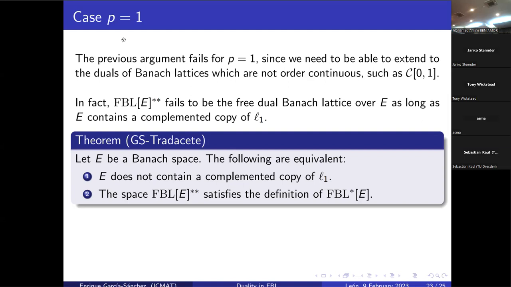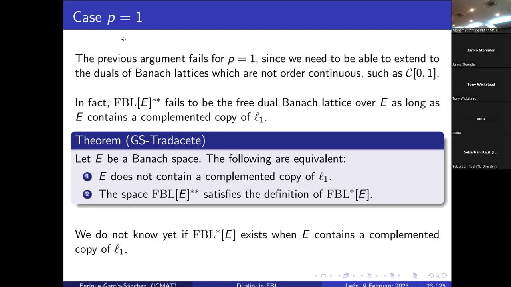So now the question that remains open, and we are working on it, is whether this object can be defined, can be constructed for this case when it contains a complemented copy of L1. We know that the natural candidate won't do it, but we don't know yet if we can construct another different space or if it cannot be defined at all.